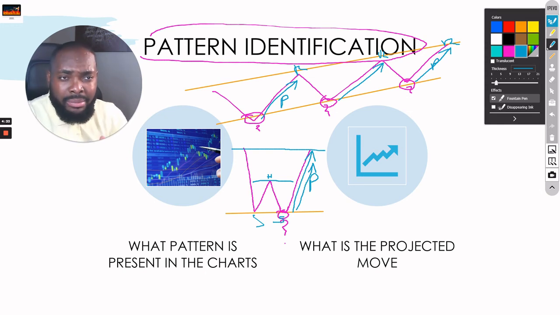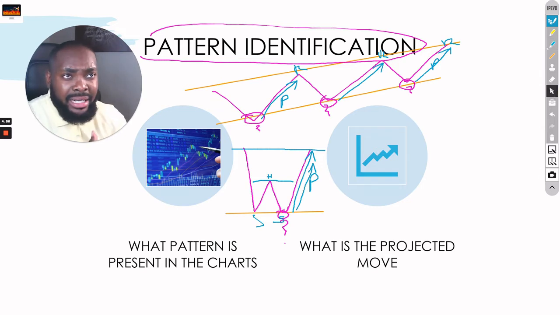So number one, pattern recognition, pattern identification, and then we break that down into, okay, what's the pattern that is present in the chart action right now, and then what is the projected move. So if I get in on this trade, where is this trade projected to go from these levels? All right, so that's the first part of it, and now we're gonna move on a little bit more in detail.